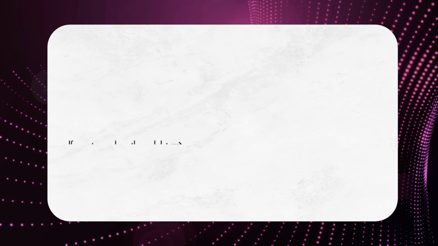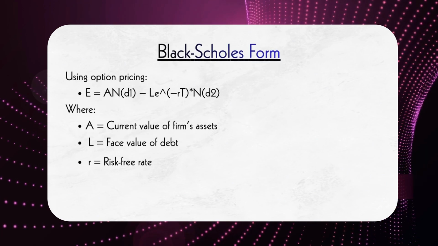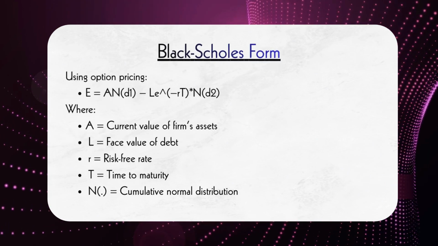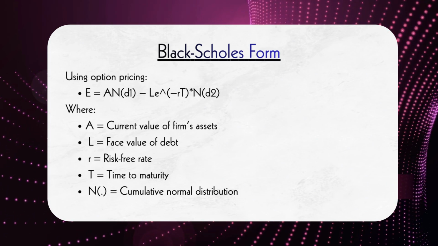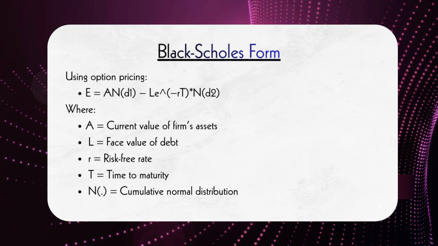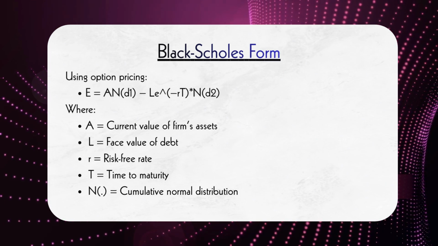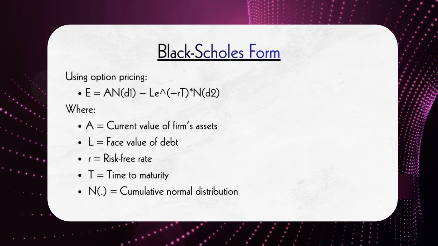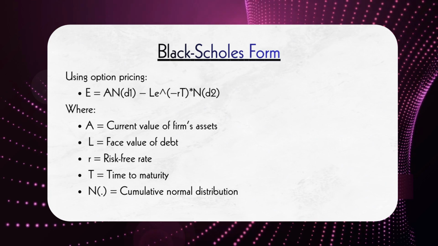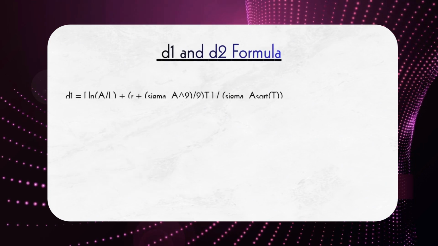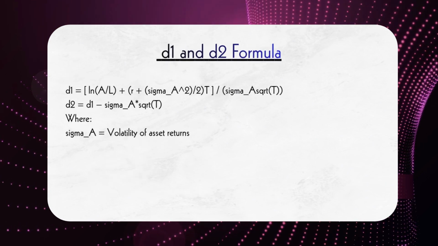Using this logic, we move to the equity value formula. The value of equity today is given by E = A × N(d1) − L × e^(−RT) × N(d2). Here, A is the current value of assets, L is the face value of debt, R is the risk-free rate, T is time to maturity, and N is the cumulative normal distribution function. The terms d1 and d2 are calculated as follows.